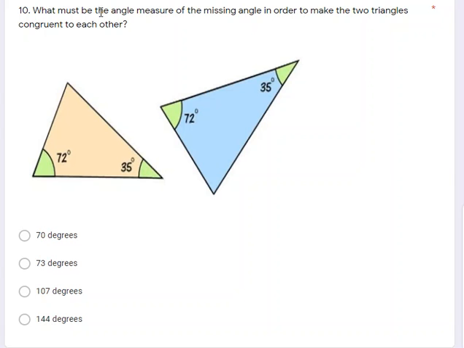Number 10. What must be the angle measure of the missing angle in order to make the two triangles congruent to each other? You're given an angle of 72 degrees and 35 degrees for both the red-pink triangle and the light blue triangle. Therefore, what would be the measure of this third angle in order to make the two triangles congruent? Will it be 70 degrees, 73 degrees, 107 degrees, or 144 degrees?